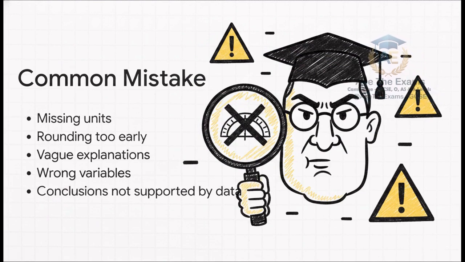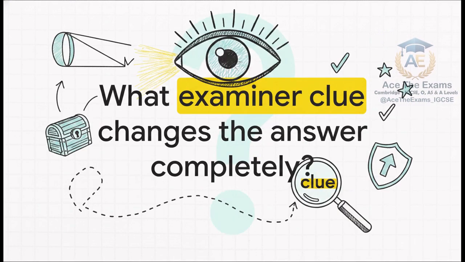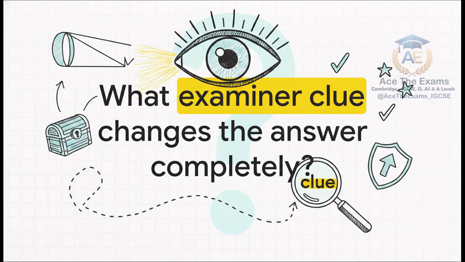Let's zoom out for a second and look at the broader examiner warnings. Every single year, students bleed marks for these exact same errors: missing units, rounding too early in calculations, giving super vague explanations, using the wrong variables, or making conclusions that simply aren't supported by the data. I literally cannot stress enough how easily these quick, sloppy mistakes can completely tank an otherwise well-intentioned answer. I mean, if you calculate the perfect angle but forget the degree symbol, you lose the mark. It's that brutal.